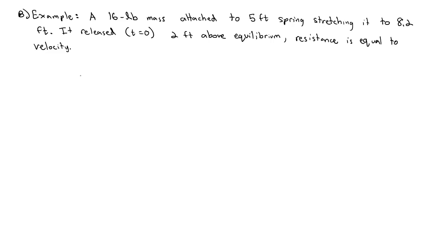First thing we need to do is find the spring constant, and we get that from Hooke's law. Hooke's law tells us that the force is equal to a negative constant times the stretch. The force was the 16-pound mass, and it stretched it from 5 to 8.2. And be careful, x is not 5, x is not 8.2, x is the stretch. It stretched 3.2, negative so that the constant becomes positive. So when we divide 16 by 3.2, the constant is going to be equal to 5.